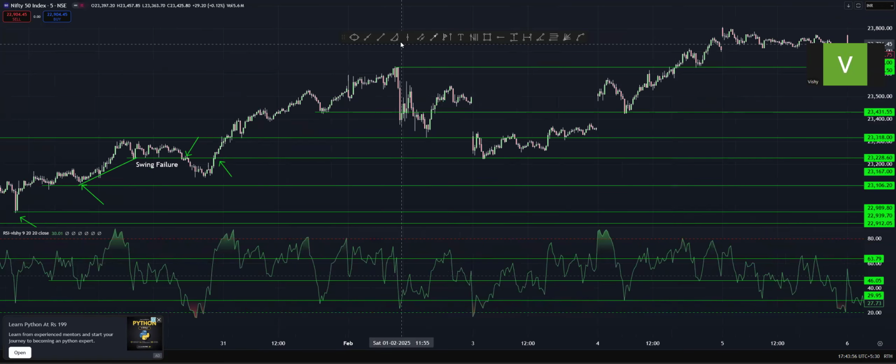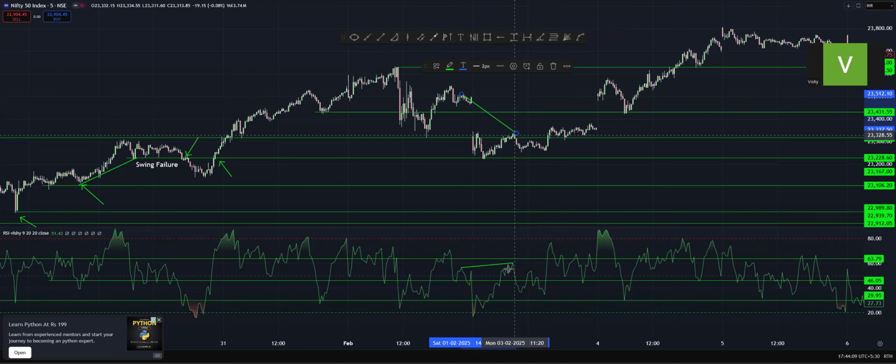Okay, so now here, this level and this level. So you agree that there is a weakness here, right? So what should have happened? It should have come down, right? It should have come down and broken this. It did not, right? So it should become cautious here. Okay, it should become cautious here.